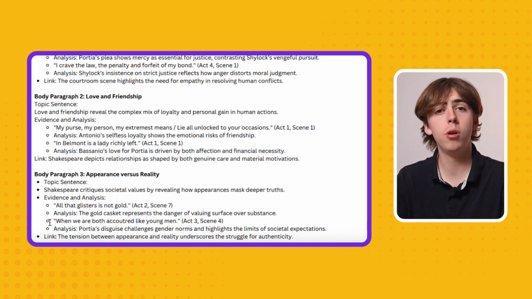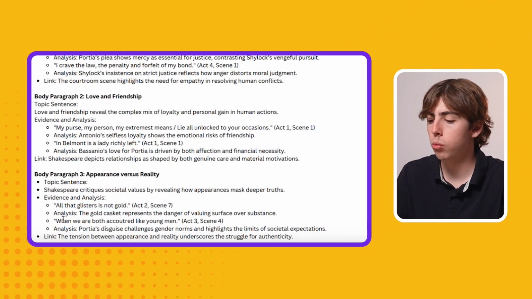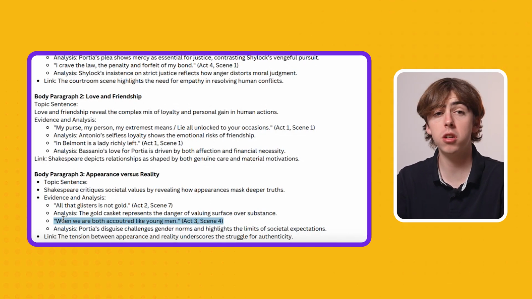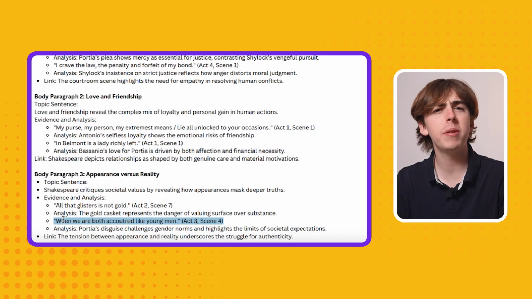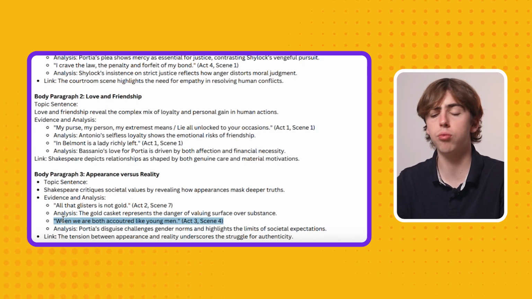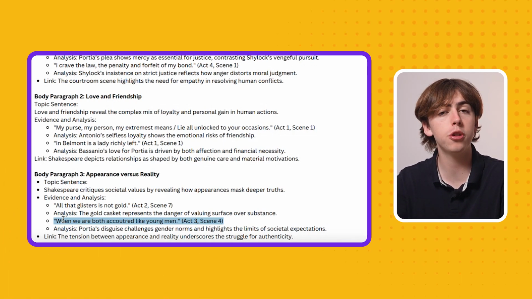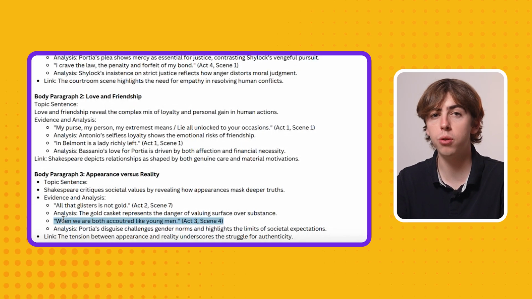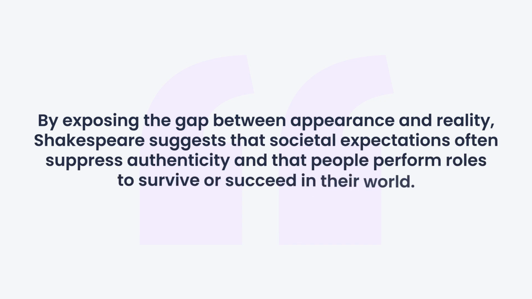Then move to Portia's disguise, "when we are both accoutred like young men." This line marks the moment when Portia cross-dresses to appear in court. Shakespeare uses this disguise to challenge rigid gender roles and highlight how social power can shift based on how someone appears, not just who they are. So your link back might be, by exposing the gap between appearance and reality, Shakespeare suggests that societal expectations often suppress authenticity, and that people perform roles to survive or succeed in their world.